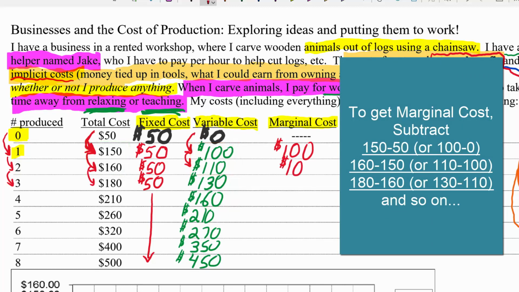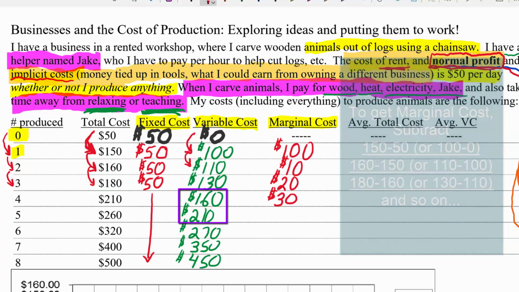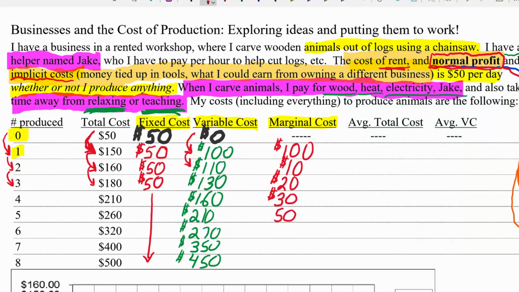The third unit costs us $20. The fourth unit costs us $30. Looking at 160 minus 130, 210 minus 160, well, that's $50. $60 for the sixth unit, $80 for the seventh unit, and $100 for the eighth unit.